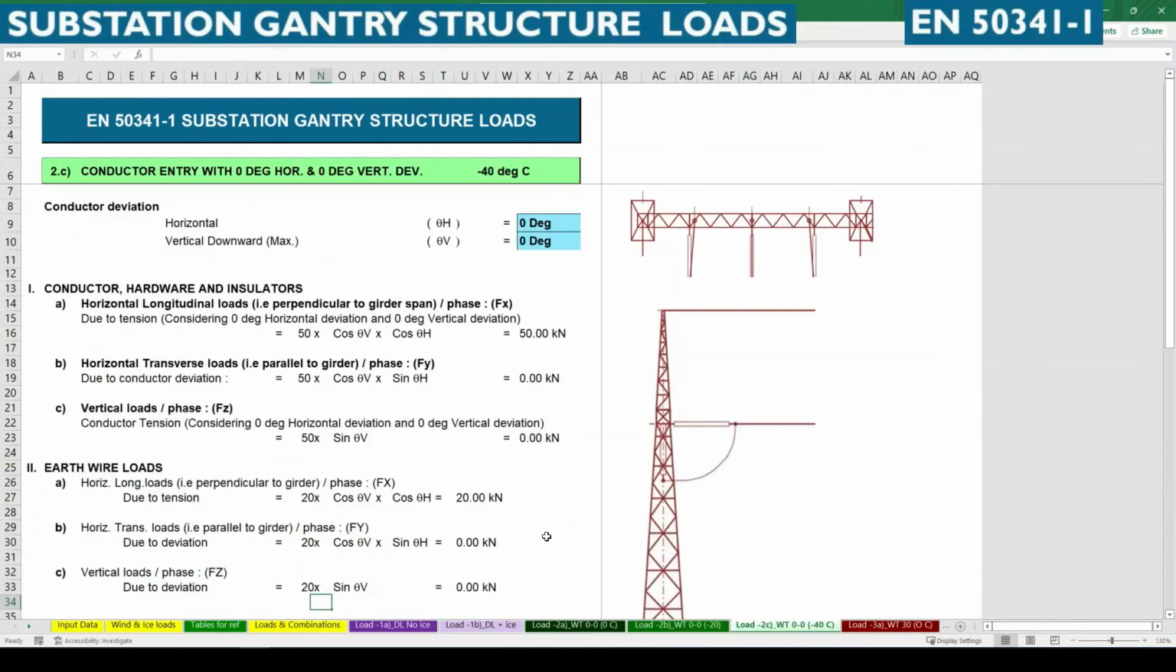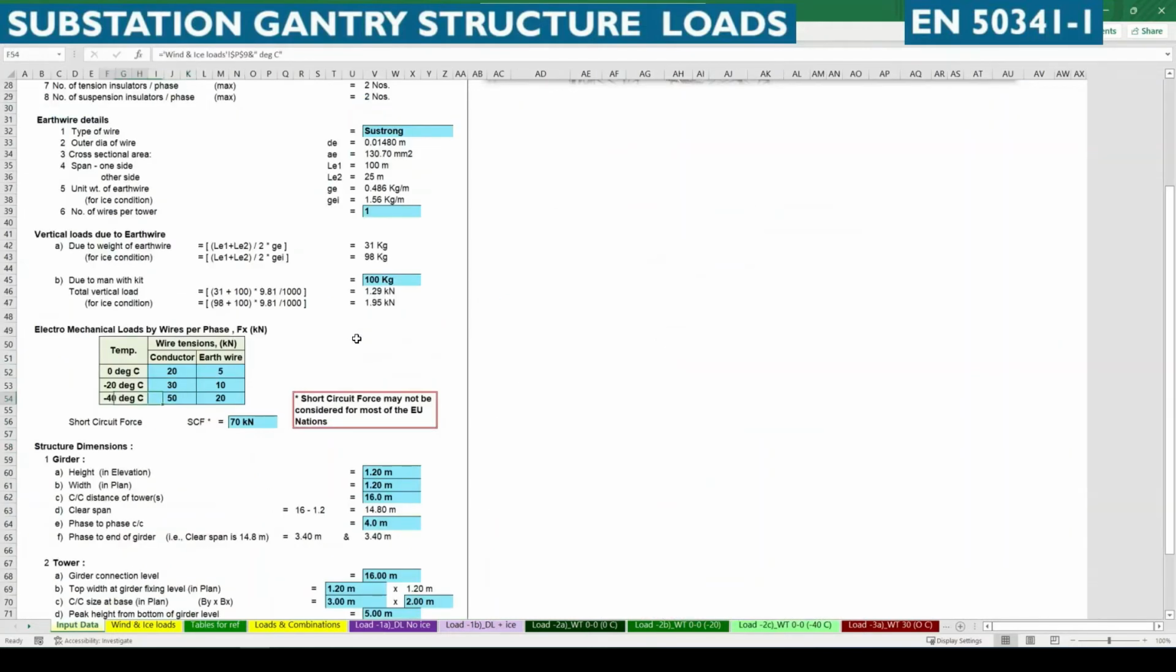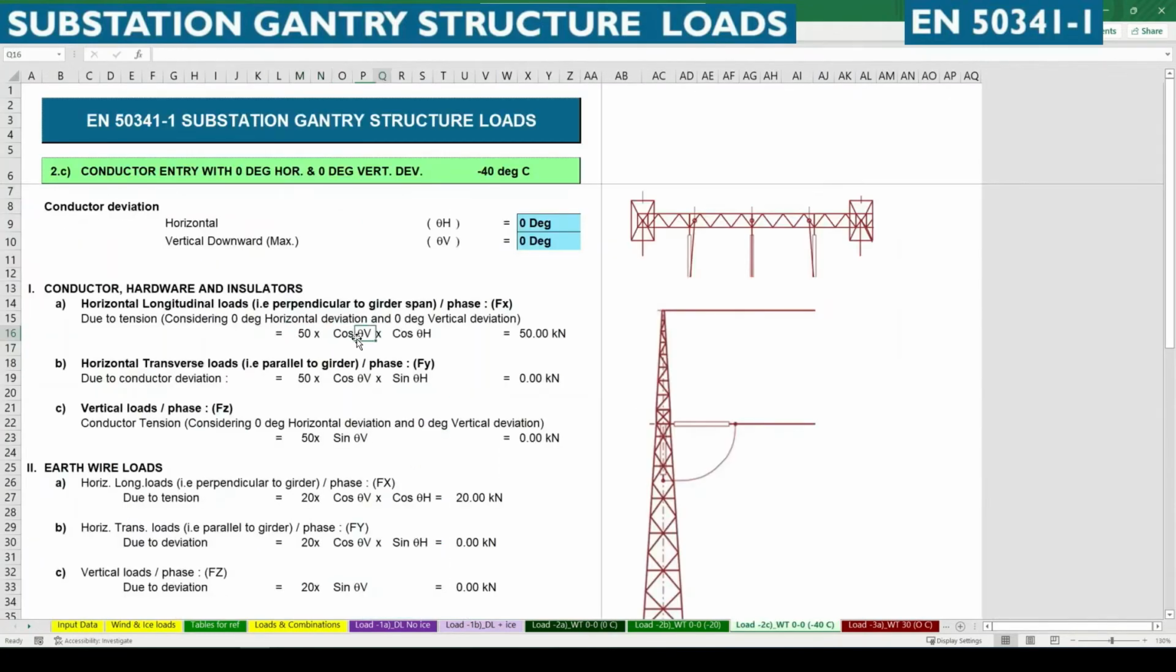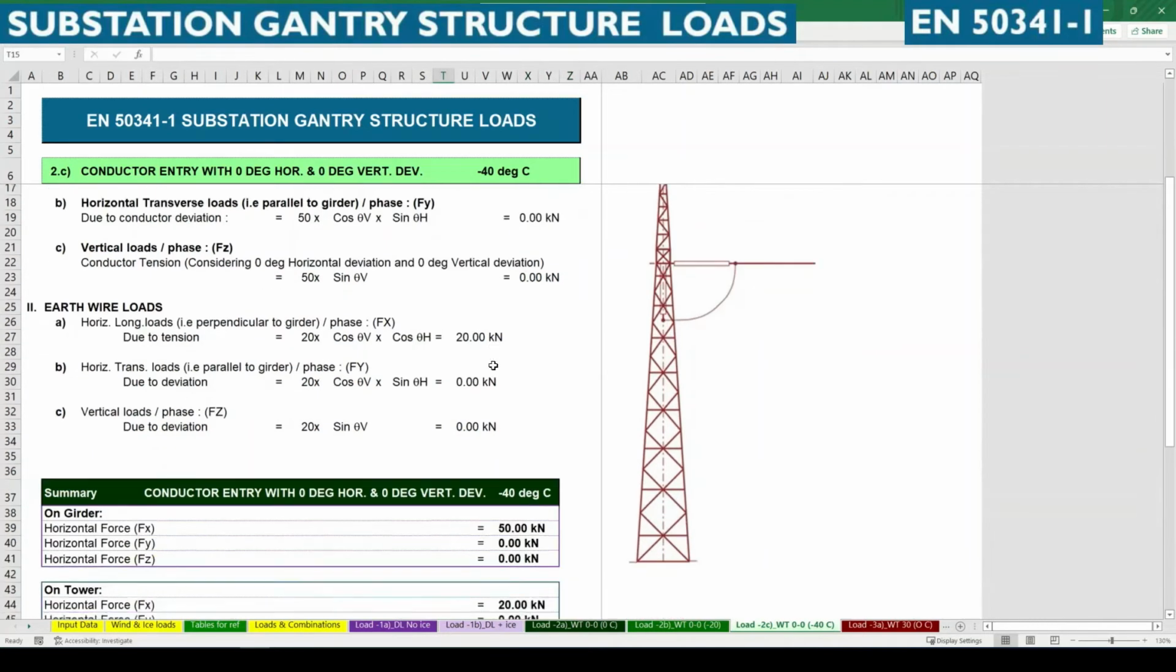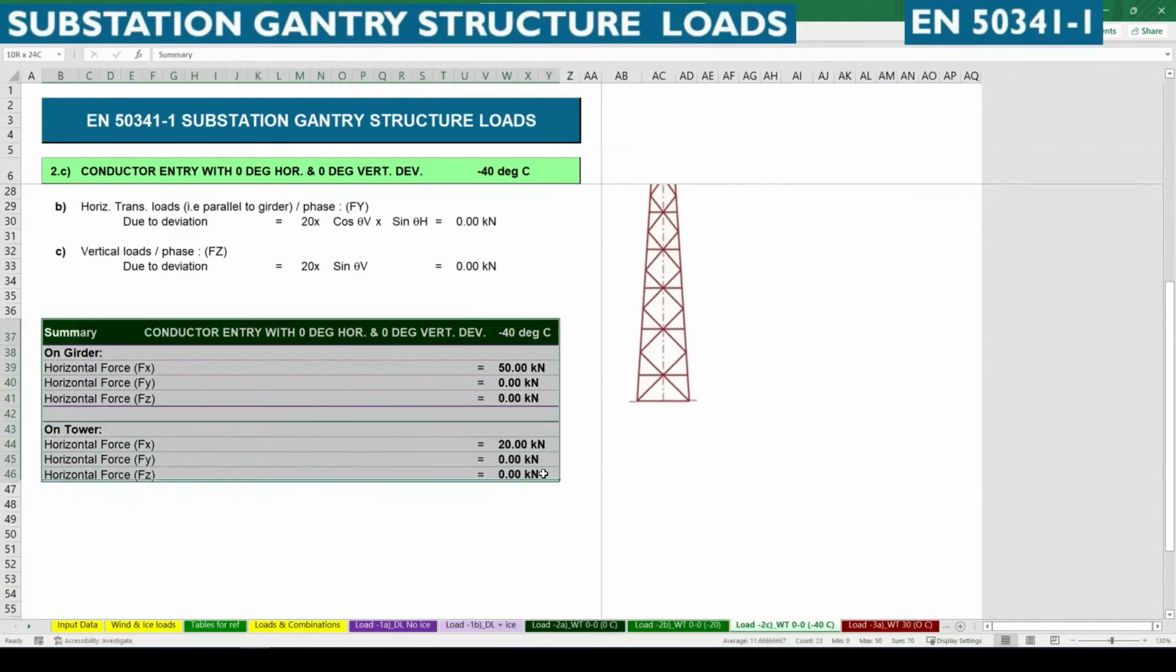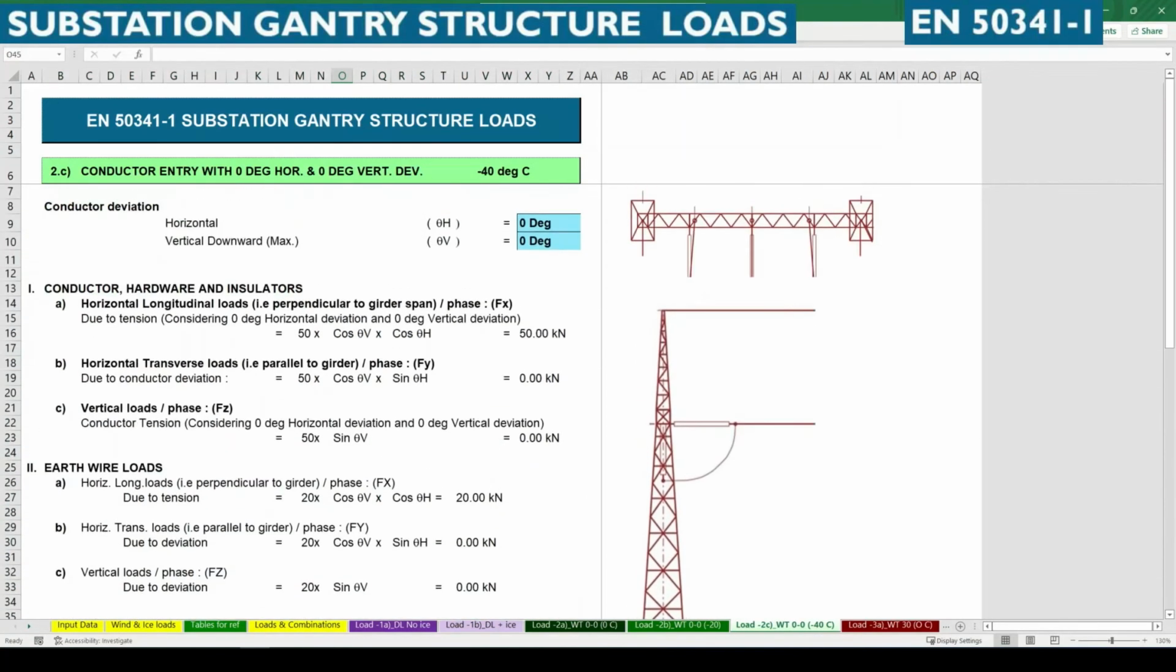Next we need to find the wire tension for minus 40 degree Celsius. At minus 40 degree Celsius we have 50 for the conductor and 20 for the earth wire. The same approach applies as for 2B and 2A. Only Fx is applicable for this case, as there is no vertical and horizontal deviation. So here is the summary: 50 kilonewton and 20 kilonewton for the girder and tower respectively.